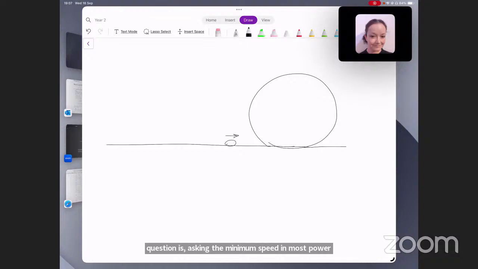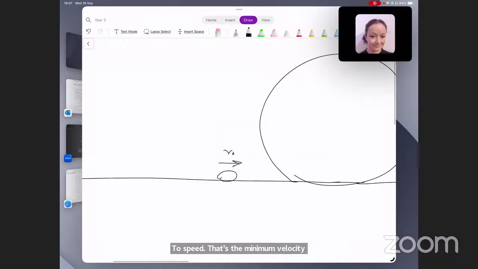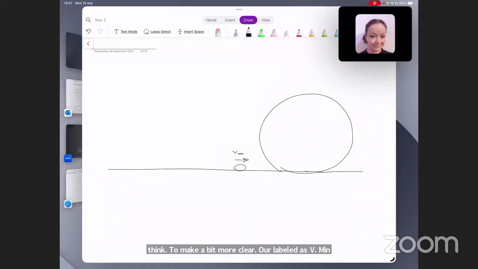To save a bit of time, I won't get into the numbers, because miles per hour is not a very good unit to work with, instead of meters. The idea for this question would be to label the bottom speed, the minimum velocity, as V min. That's the minimum speed that Bob requires to successfully get over the loop. And the next part we need to concern ourselves with is what happens at the top of the loop.